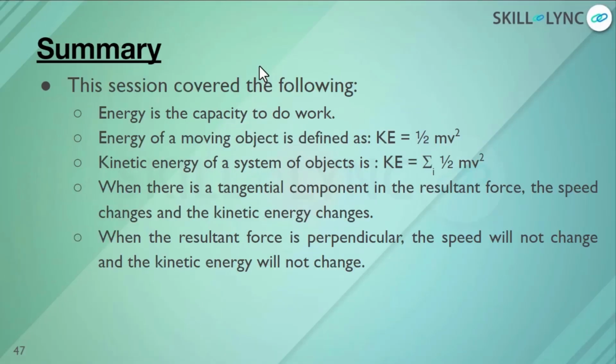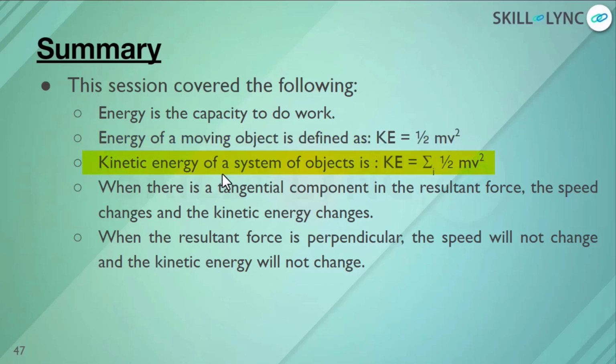We are going to cover the summary of what we have learned today. We first started with what is energy. Energy is the capacity to do work. Further, we learned that the energy of a moving object is defined as KE equals half mv square, where KE is kinetic energy.